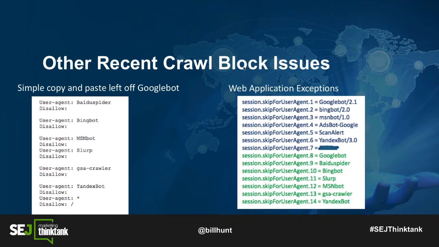And the one we're seeing more is the one on the right, where we have these web application exceptions, where this is happening with a lot of e-commerce tools where they're trying to detect scrapers or people that are looking at pages at a tempo that doesn't match a human. And so what we have to do is go in and actually put exemptions into these tools so that the search engines can actually get to those pages.